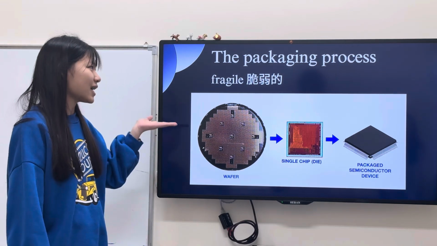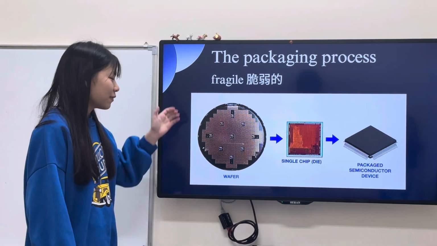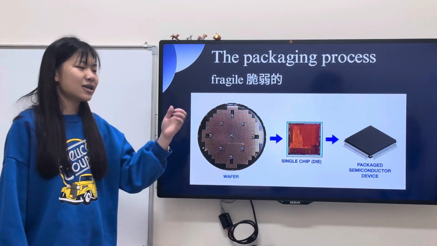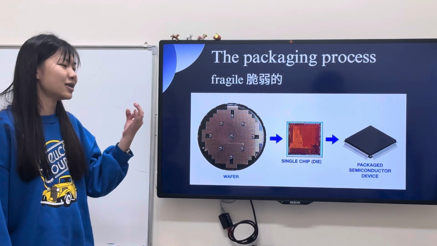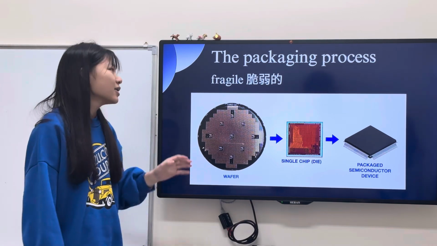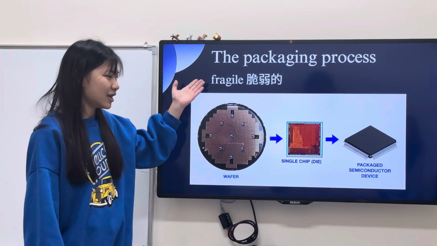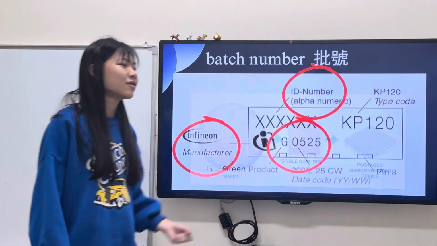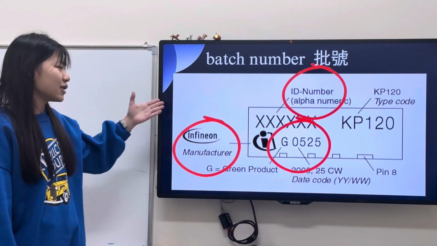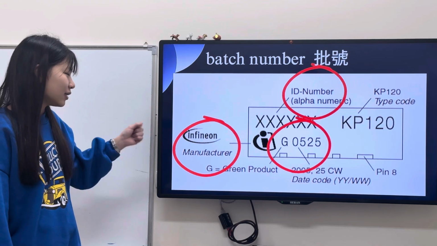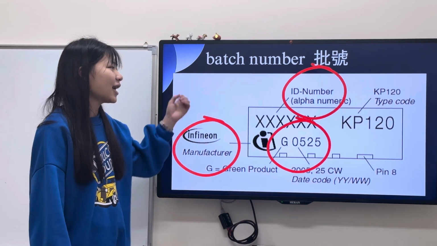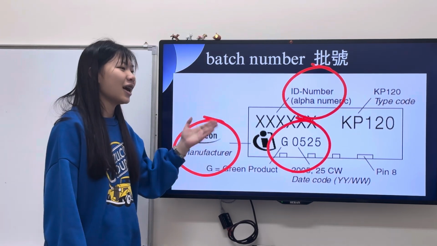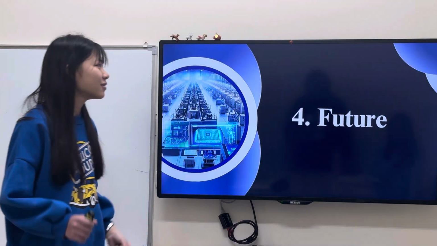And the last process is packaging. The wafers will be cut into many individual parts, and they're still tiny pieces of silicon. So they're fragile, and they need to be packaged into casing. And eventually, they can put the manufacturer, ID numbers, and batch numbers onto the chip, and you're done.